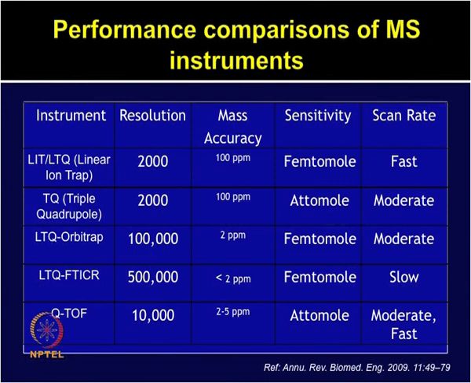LTQ FTICR, they can provide very high resolution of 500,000, mass accuracy less than 2 ppm, sensitivity in femtomole range, slow scan rate. The quadrupole time of flight, they provide resolution more than 10,000, mass accuracy 2 to 5 ppm, sensitivity in attomole range, and scan rate is moderate to fast.